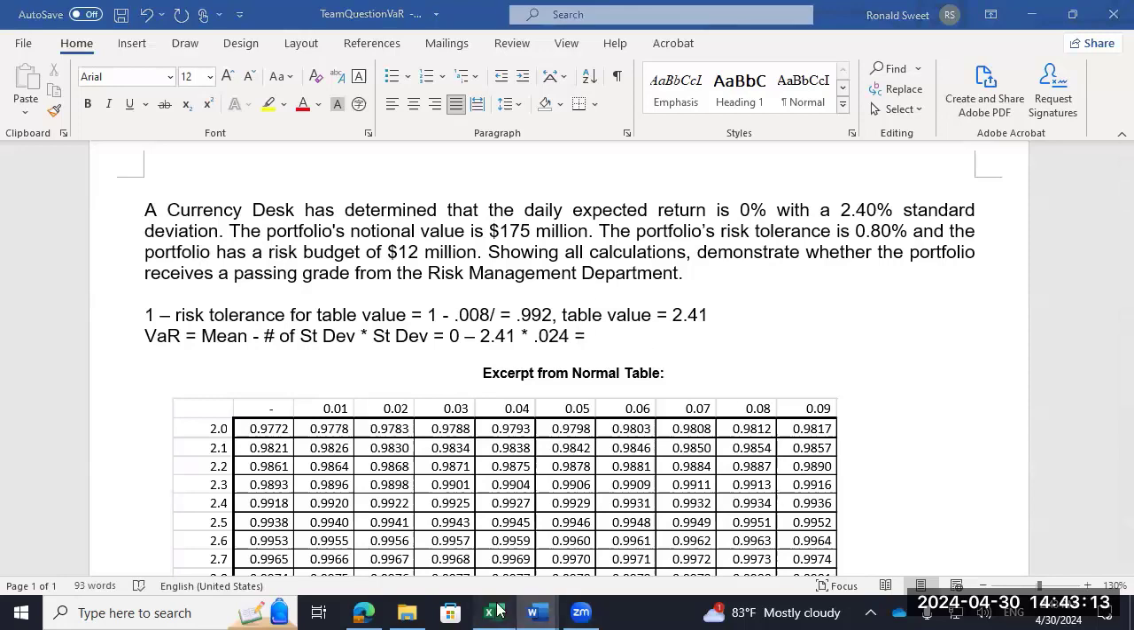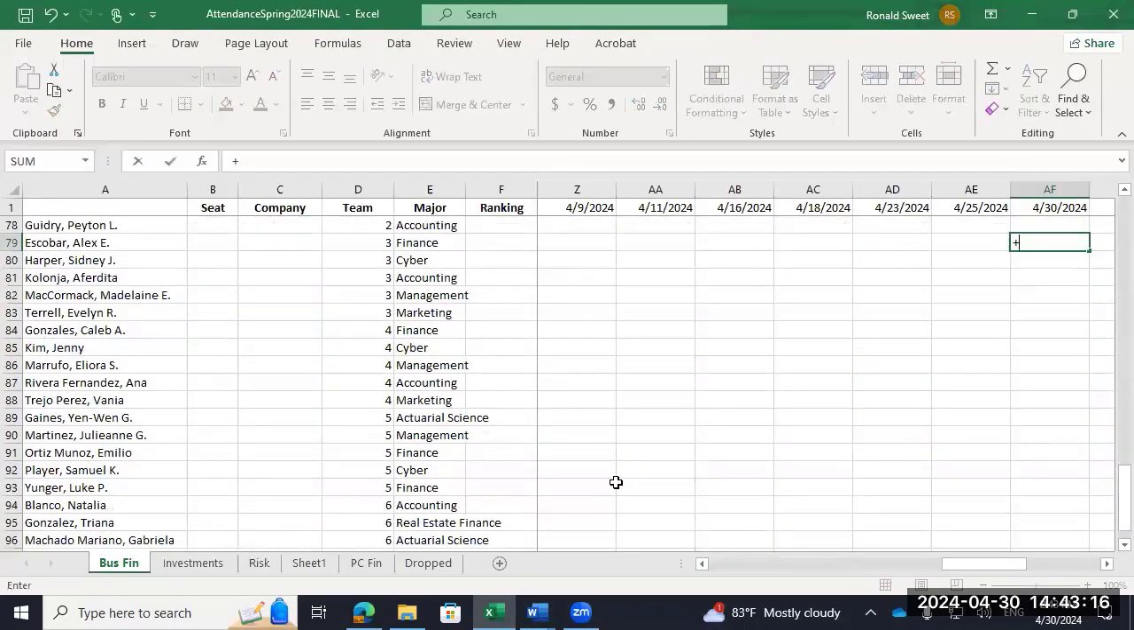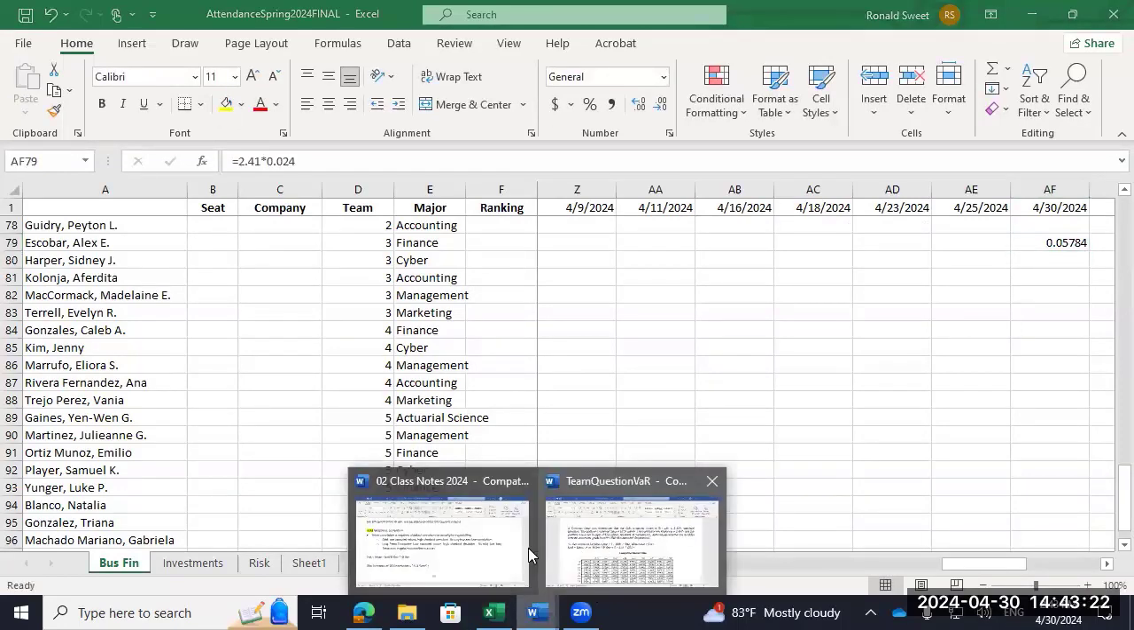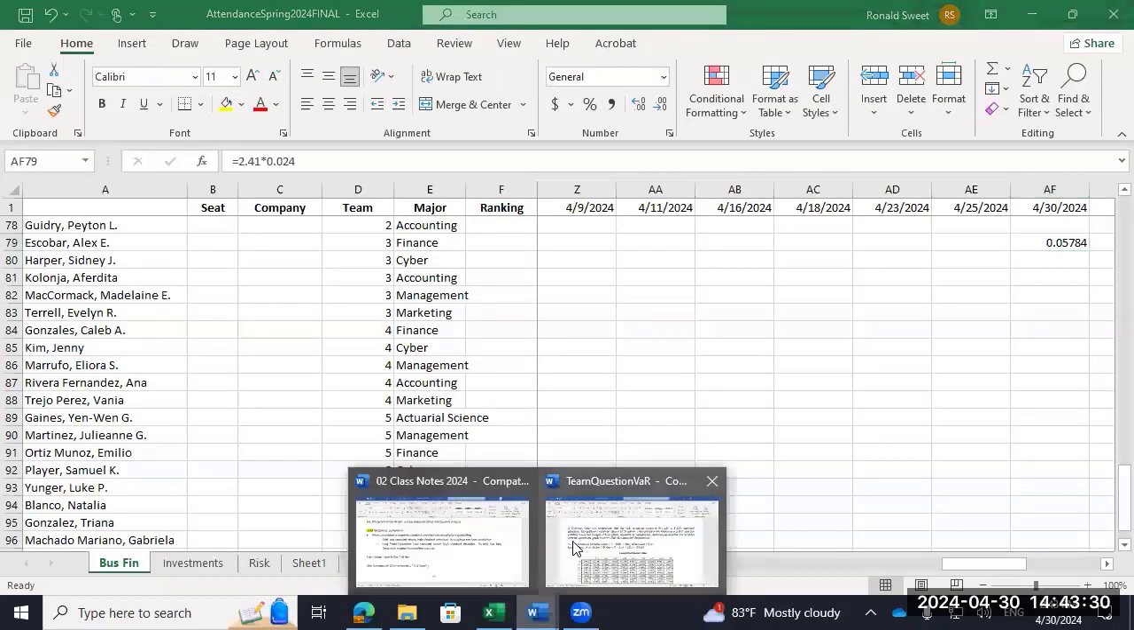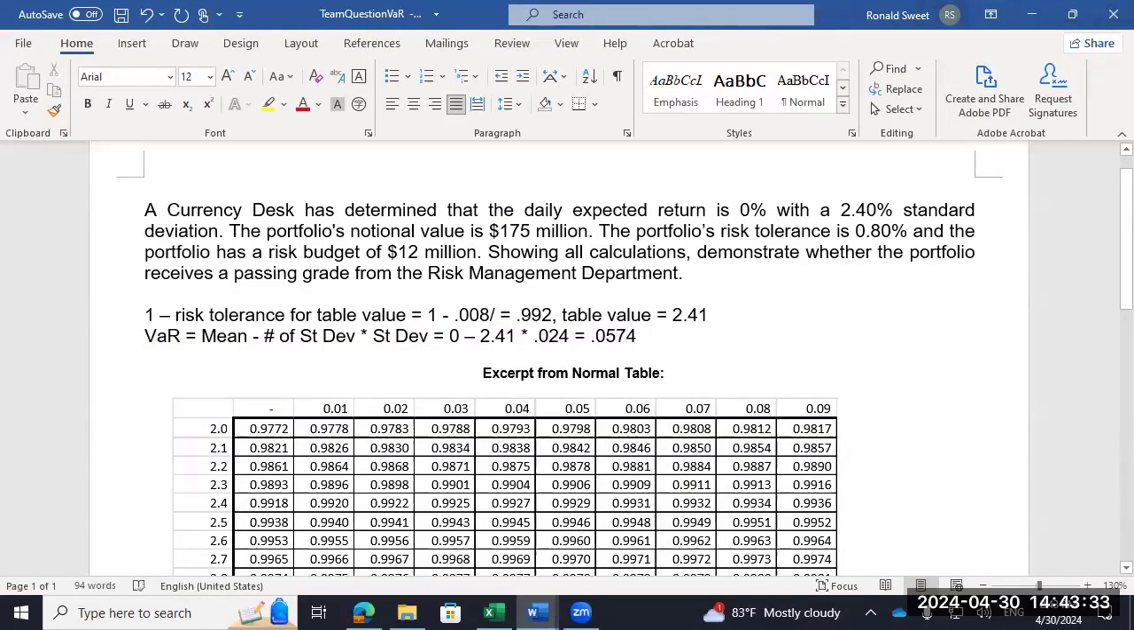I don't know what that is, but it's 5.784. 5784, excuse me, 5784. You notice I didn't put on negative signs, so we always do this in absolute terms because we know it's a loss. I've never heard anyone say our VaR is negative 5.8%. They're going to say our VaR is 5.8%, and you know that's a loss.